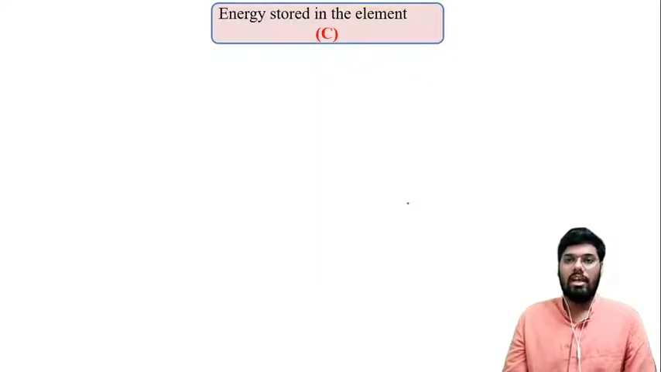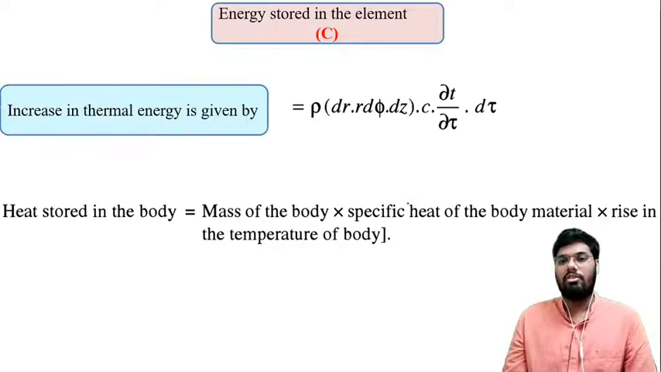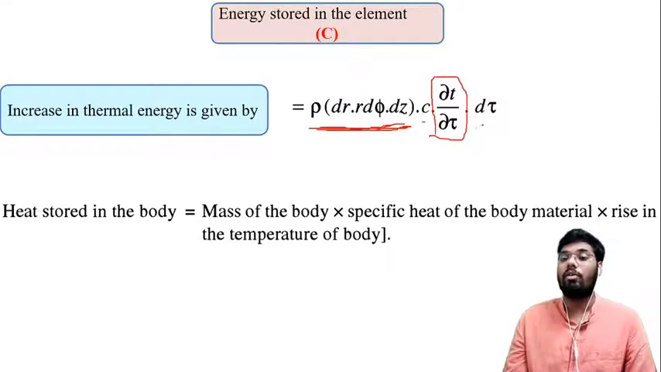Now because of A and B, the change in internal energy of the volume would be given by m c p delta T. This is our mass, density into volume. We can write density into volume instead of mass. So density rho, this is our volume, this is the specific heat, and this is the rise in temperature in a particular time interval d tau.